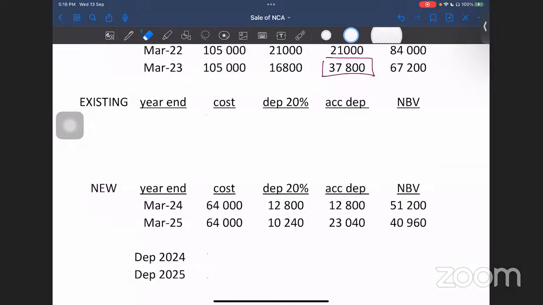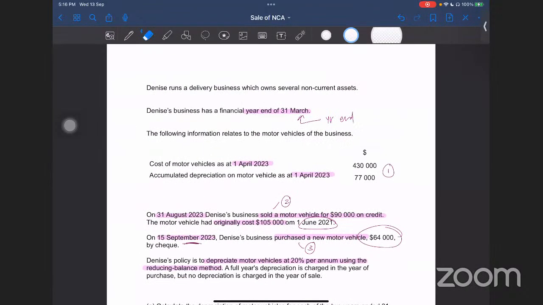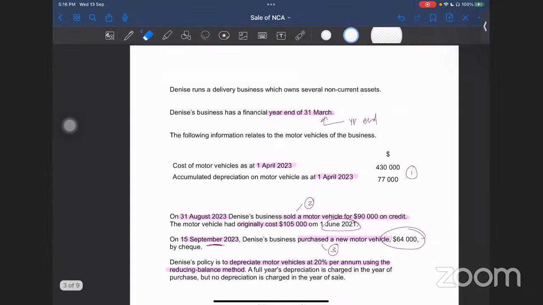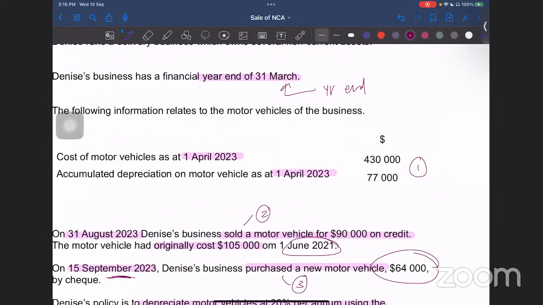Okay, then now let's do the existing, where it's a little bit more complicated. So the existing is the one here, right? So as at 1st April, these are the figures that we have that are given to us. So we know that at this point, these figures are for 1st April 2023. And when I sold, I only sold it in August. So again, do you agree that your 90,000 is sitting inside? Okay, let me repeat again. So your 1st April, these are the figures you have, right?